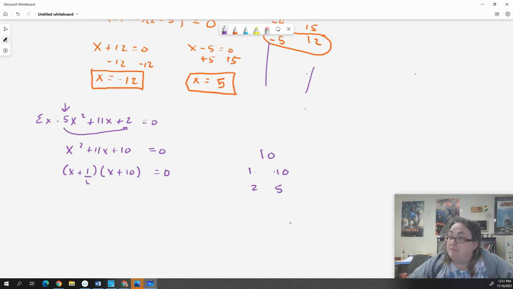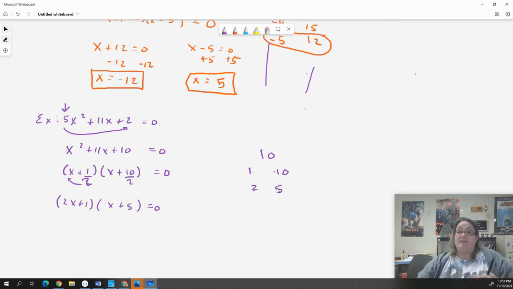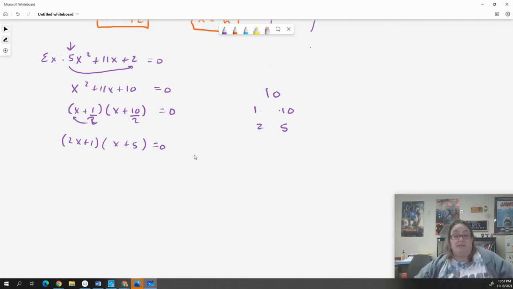So here I have 2, and here I have 2, and I'm just going to rewrite this. If it divided evenly, 1 divided by 2 doesn't divide evenly, so I'm going to put the 2 in front of the x, and I'm going to have 2x plus 1. 10 divided by 2 is just 5, so then I have x plus 5 equals 0. And now I can just set those two factors equal to 0 and solve. So I have 2x plus 1 equals 0, and I have x plus 5 equals 0.